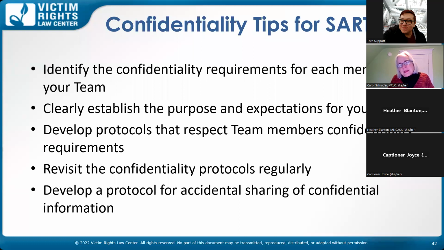Heather, you had some thoughts about redactions that I wanted to give you an opportunity to share.